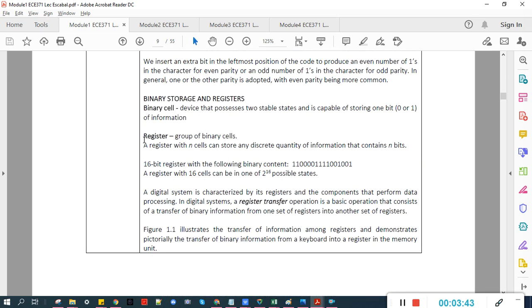And let's go to the binary storage and registers. Binary cell, this is the device that possesses two stable states and is capable of storing one bit, 0 or 1, of information. So a cell contains only one bit, which can either be 0 or 1. Register, this is a group of binary cells, so it can hold more bits, 2, 3, 8 bits, 16 bits, depending on the type of register.